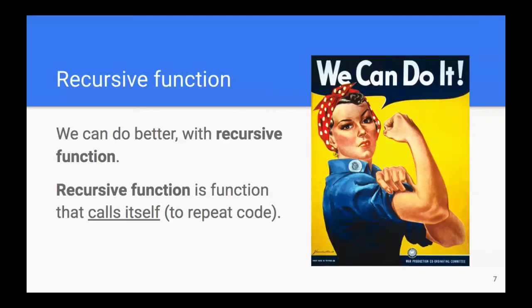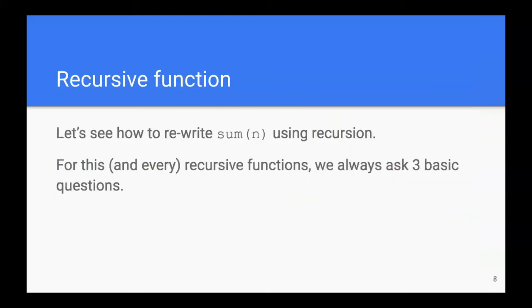What a recursive function is, very simply, is a function that calls itself to repeat the code. So rather than using loops, such as for loops, to repeat code, a recursive function calls itself to repeat code. So let's see how that's done. Let's rewrite the sum function using recursion.